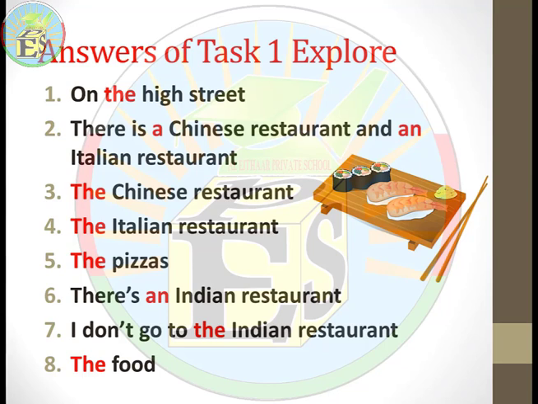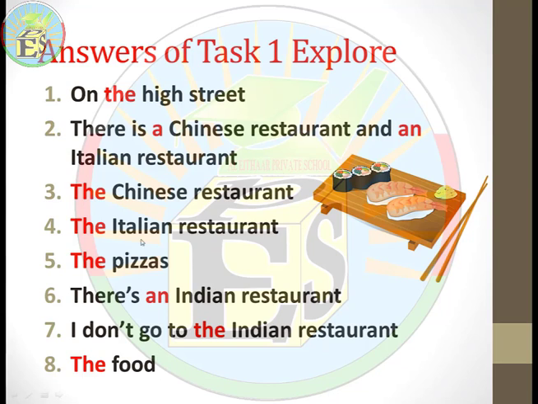The second one: there is a Chinese restaurant and an Italian restaurant. Underline this sentence, please. The reason why we wrote the article a before Chinese is that it starts with the letter C, and C is a consonant. And here, an Italian. The word Italian starts with the letter I, which is a vowel. So before nouns that start with a vowel letter, we write the article an.